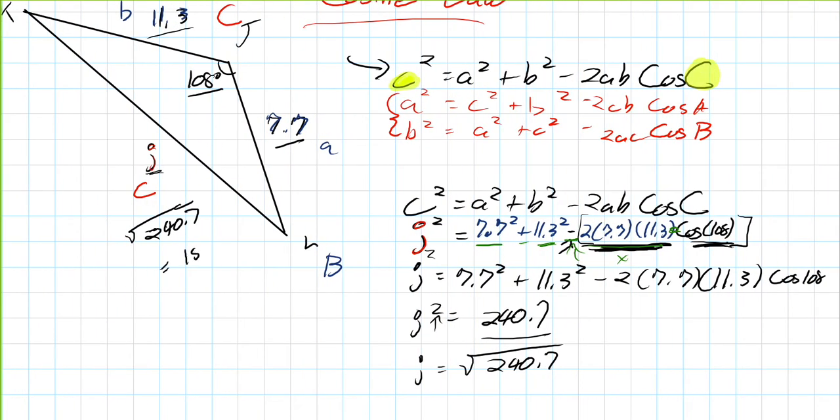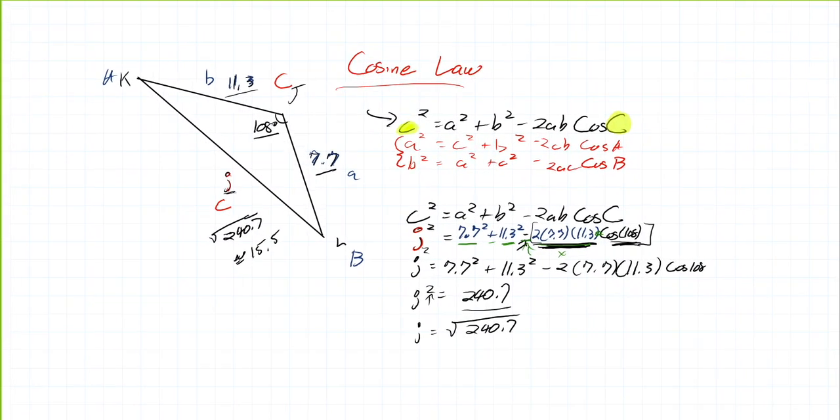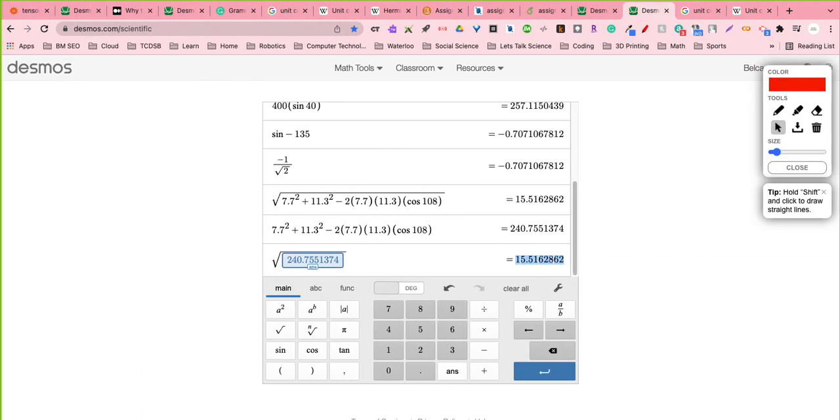So now we can write that in. It's approximately equal to 15.5. And that's cosine law. It's a lot of plug and play. You just got to make sure you know when to use cosine law. That's all.